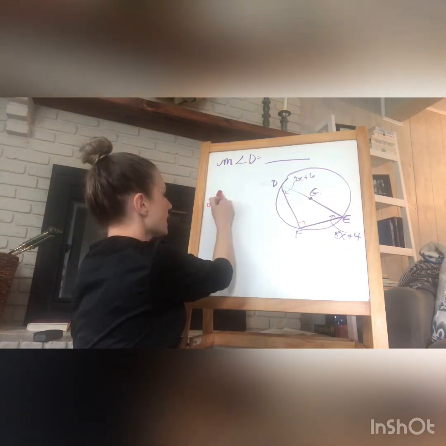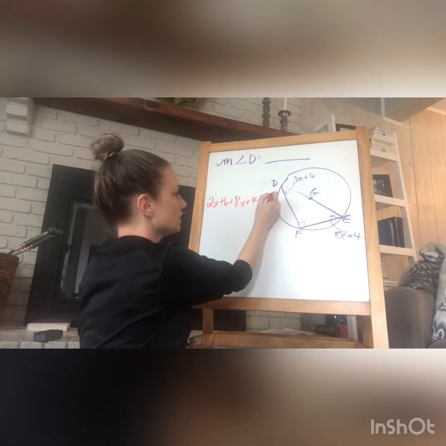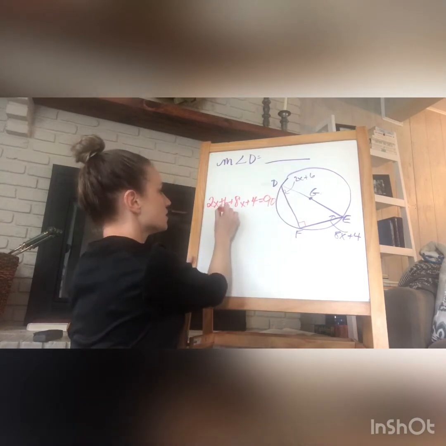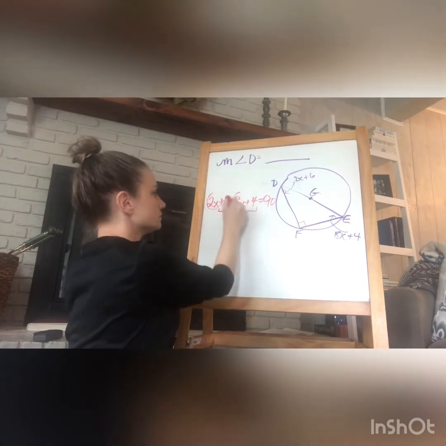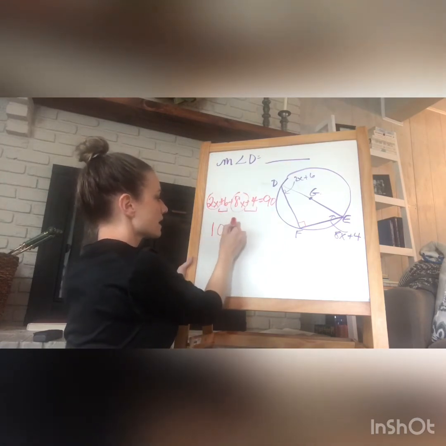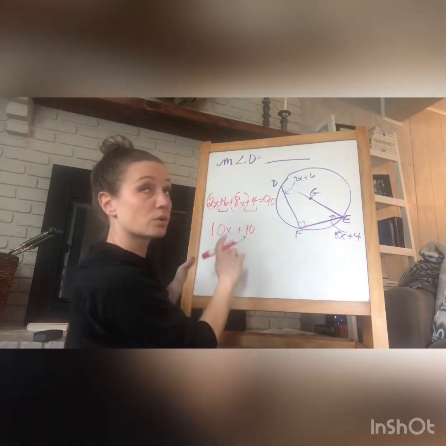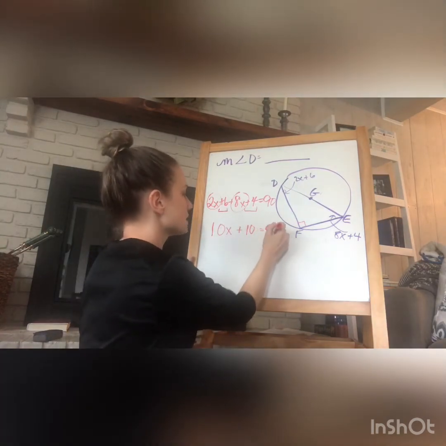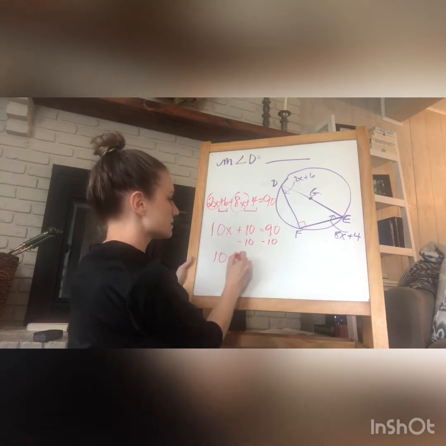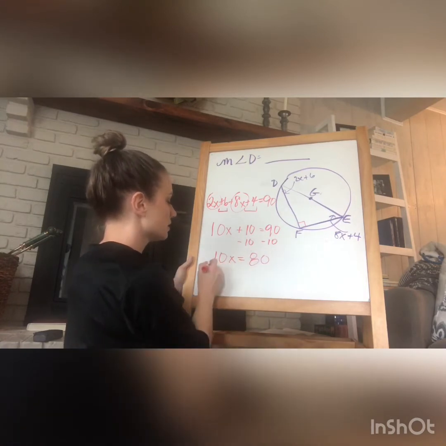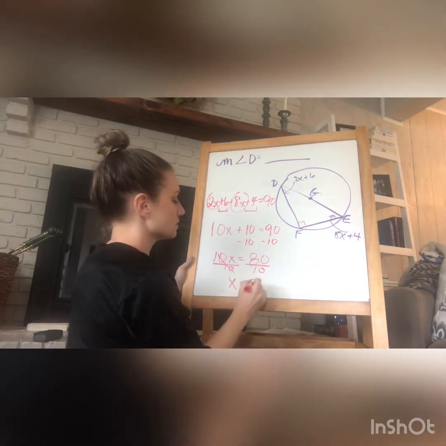So we have 2x plus 6 plus 8x plus 4 equals 90. I combine my like terms. So I have 10x plus 10, because it's 6 and 4, equals 90. Take away that 10. I have 10x equals 80. Divide 80 by 10. And I get that x is equal to 8.